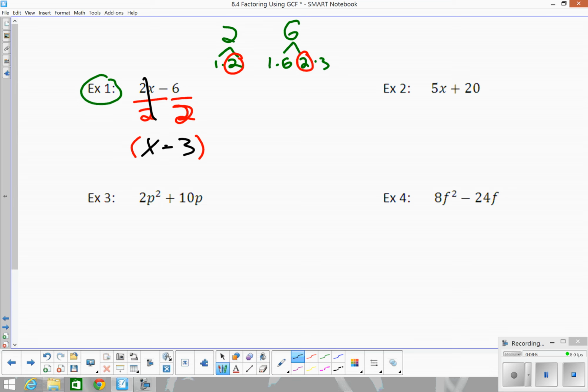Good. Now that's what I'm left with in the parentheses. Now what did I pull out? I pulled out my greatest common factor of 2, so you're just going to attach it on the outside. So that is going to be my answer.